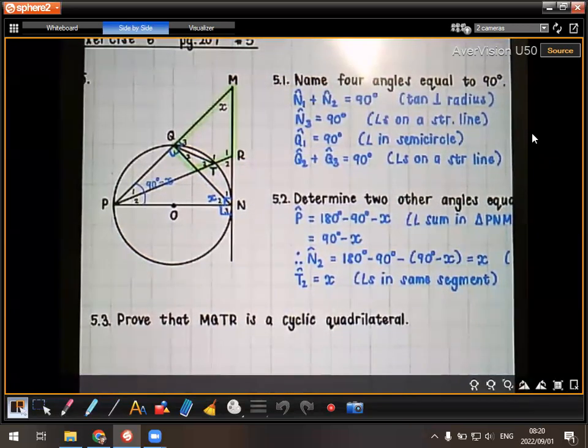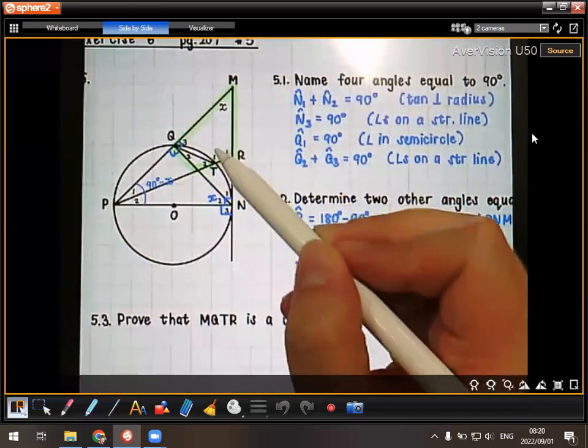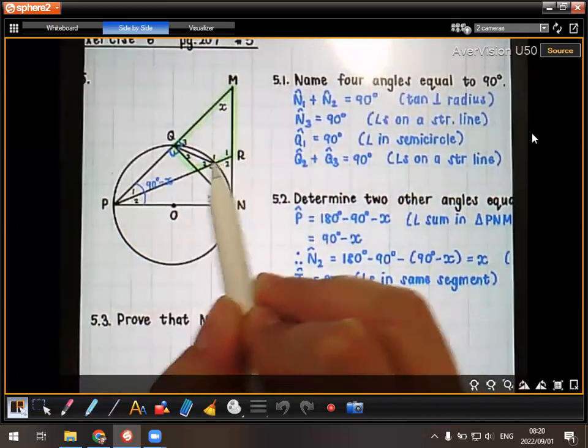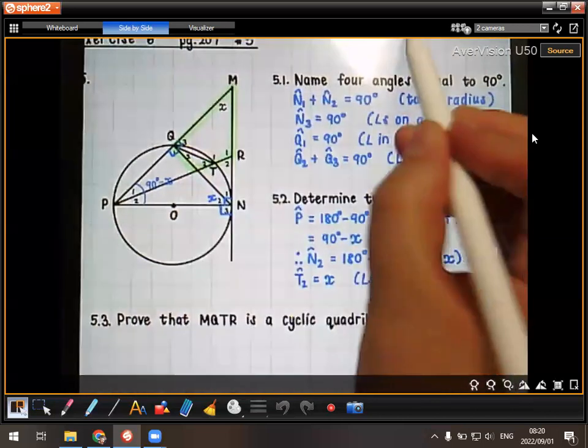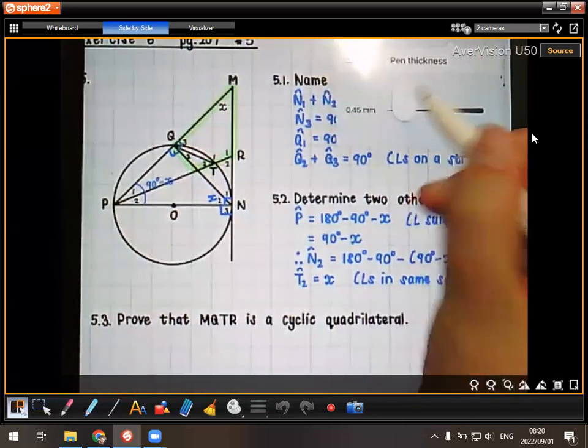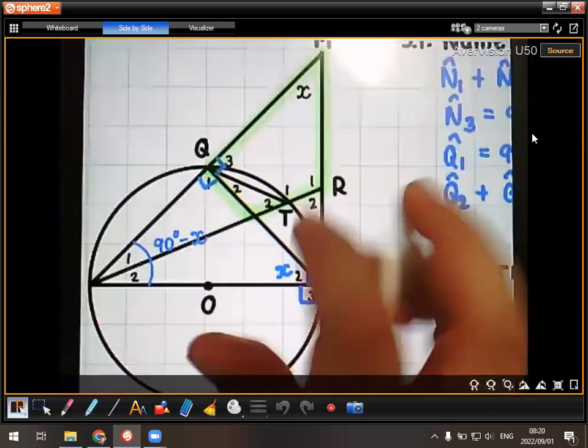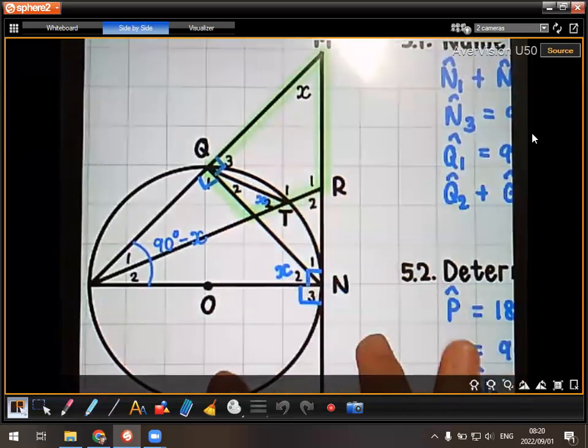Okay, so now we need to prove that this is a cyclic quad. I didn't put in my X there, the T2, right? This is for that thing. I have to squish it because it's very small. There, so T is also X. Okay.